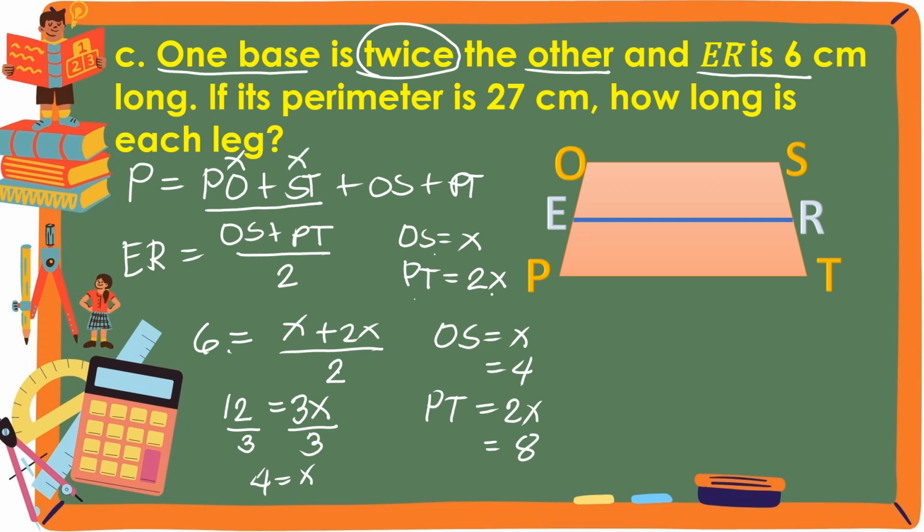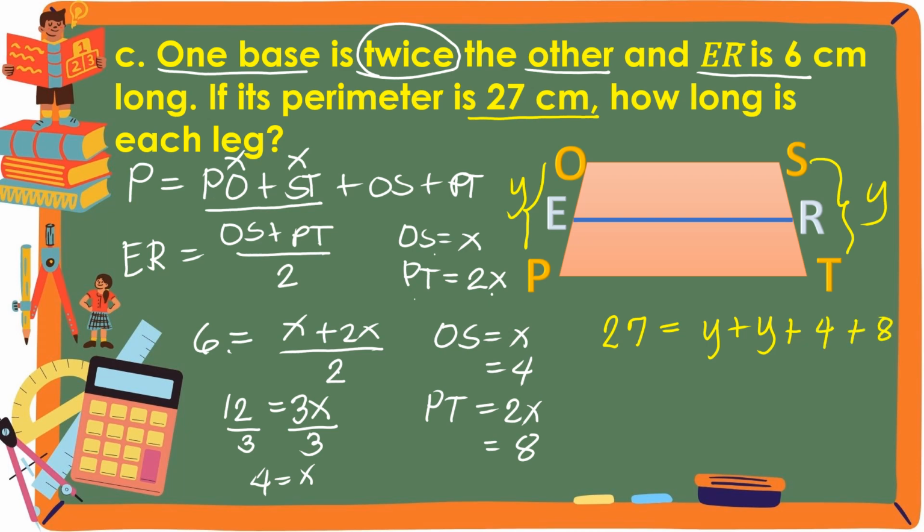So, substitute lang po natin. So, ang perimeter natin ay 27. So, 27, then lagay lang natin doon, X plus X, which represents our legs. And solving na tayo sa ating ano ha. O, palitan natin ng ibang letters para hindi kayo malito with the variables. Let's just use Y. Okay? So, this is Y, this is Y. So we can solve the legs. So, Y plus Y. Then, our OS is 4 and our PT is 8.